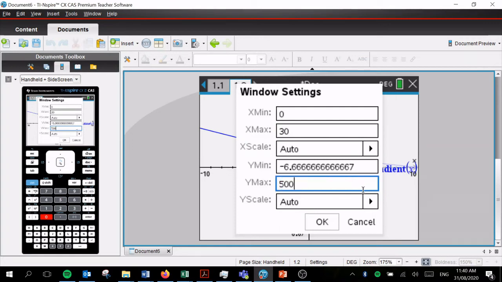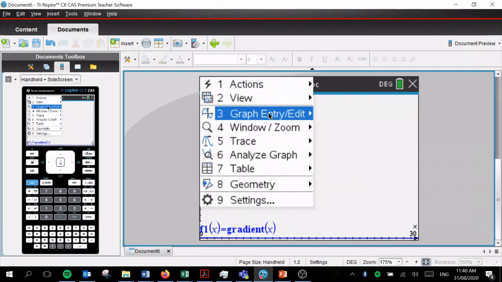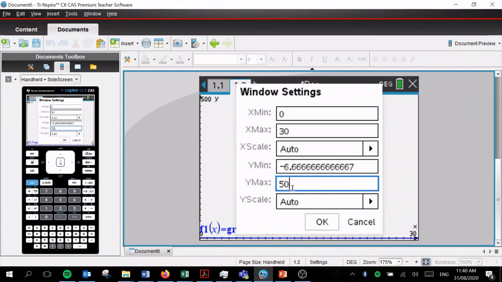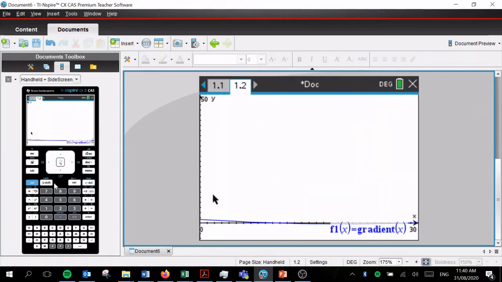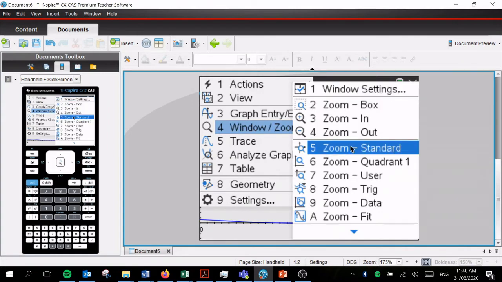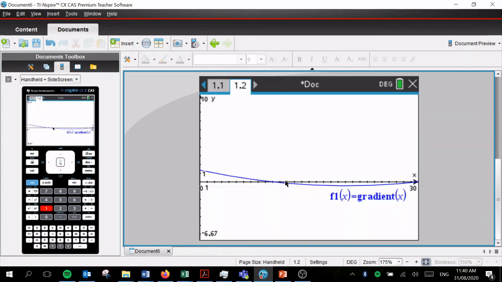Let's say 500 and see if that works. That's maybe a bit too high. We'll take it down to 50. We'll take it down even more. Take it down to, I don't know, 10. And so we can see there's clearly a point where we start off positive and then we end up negative.